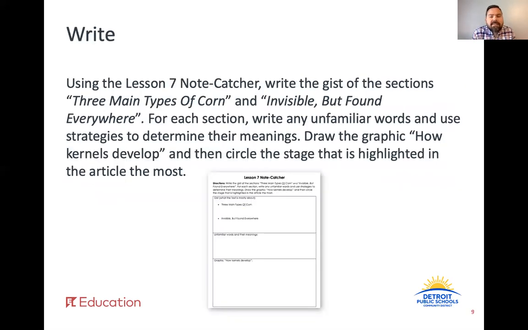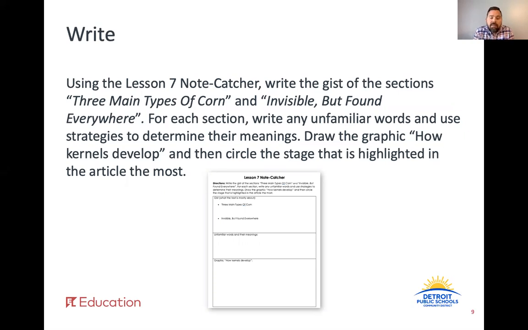Please take out your lesson 7 note catcher. Using the lesson number 7 note catcher, write the gist of the sections, 3 Main Types of Corn, and Invisible but Found Everywhere. Again, the gist is going to be a different sentence for each section, and it's really just what that section was mostly about. Put it in your own words.